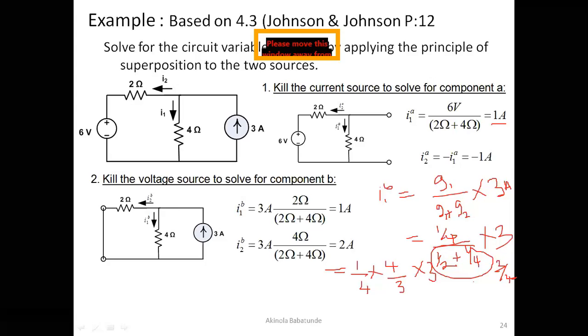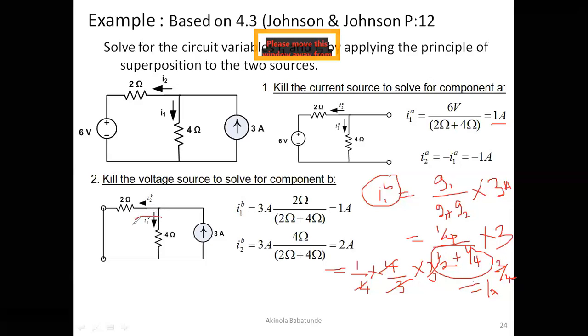So if we have it that way, that simply means that we have 1 over 4, which is what we have right at the top here, divided by 3 over 4. When you invert it, it becomes multiplied by 4 over 3. That's just mathematics. And then multiplied by our current, which is 3 amperes. So this 4 cancels this 4. This 3 cancels this 3. And then the I1B that we are looking for will therefore be equal to 1 ampere. So I1B automatically becomes 1 ampere.